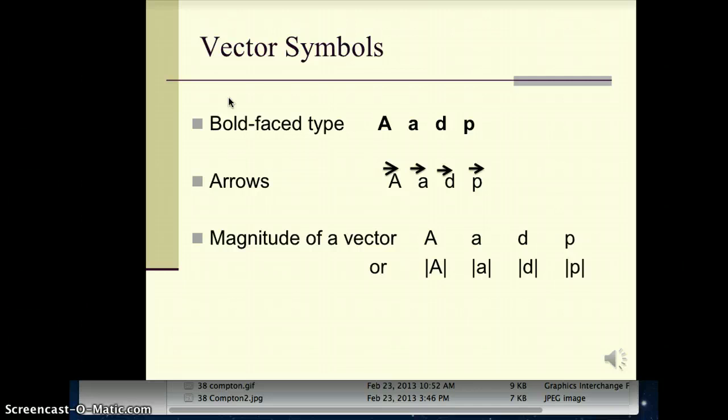The magnitude of a vector is shown either in a non-bolded letter form or as an absolute value. So a non-bolded A or an A within an absolute value sign would indicate to us the magnitude of a vector.